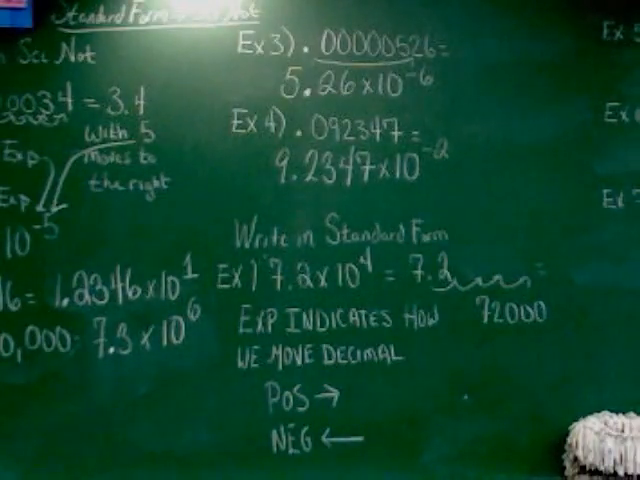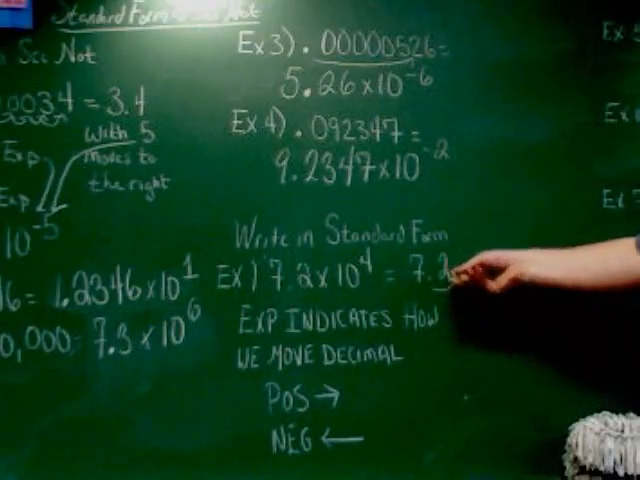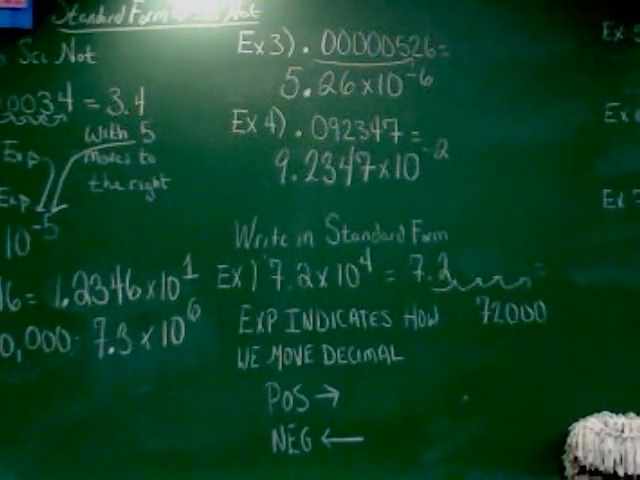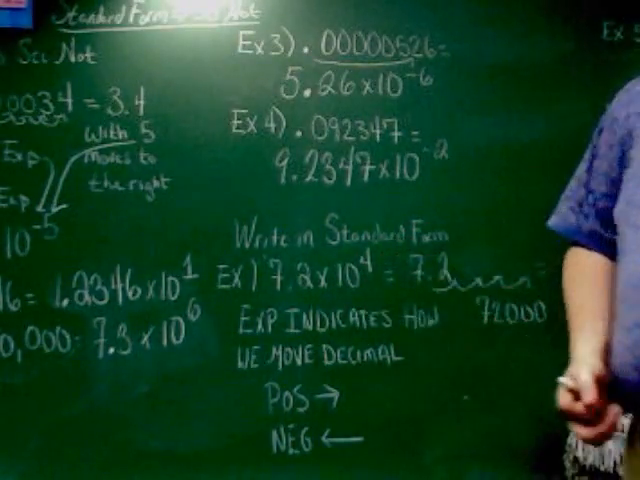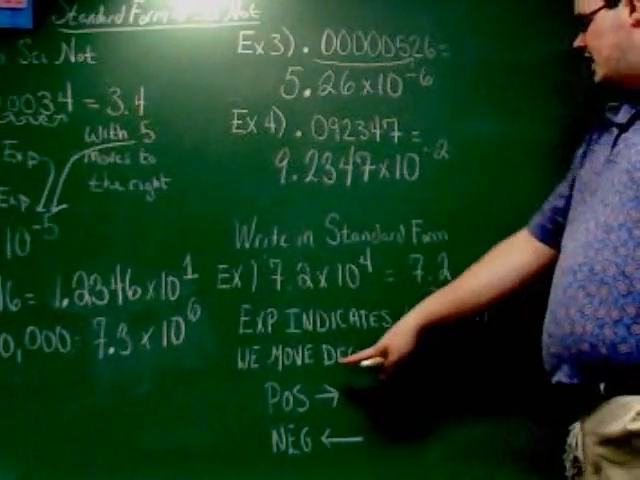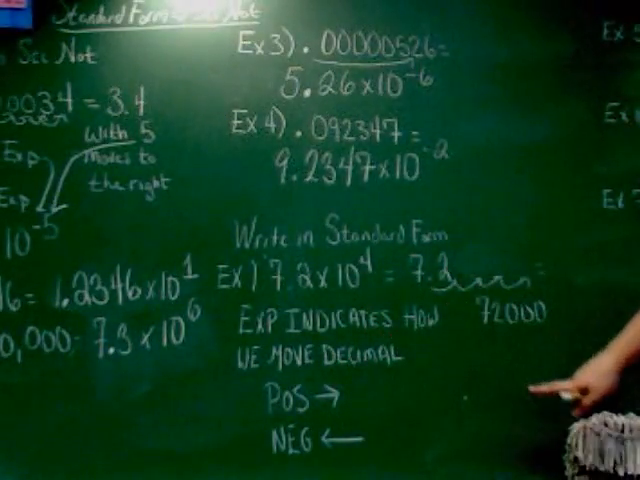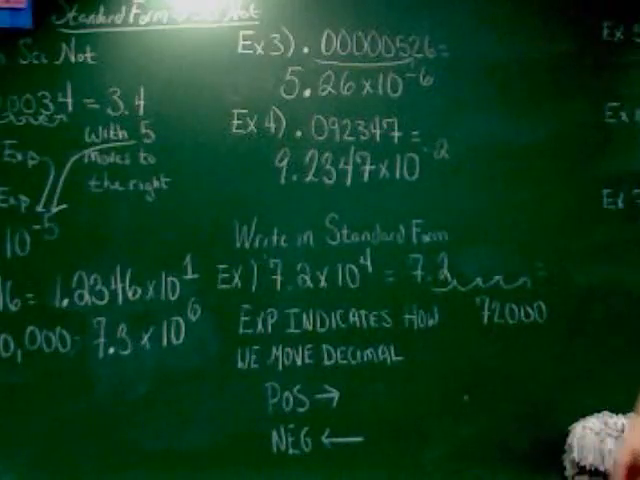Okay, so that said, now let's practice going the other way. You're going to basically reverse everything we just did. All the rules go the opposite way now. You're going to take a number that's written in scientific notation and turn it back into a number. Again, everything is just backwards now. So, as you can see, I've got 7.2 times 10 to the 4th in the example I've done for you. The exponent still indicates how we move the decimal. If the exponent is positive, we're going to go to the right. If the exponent is negative, we're going to go to the left.